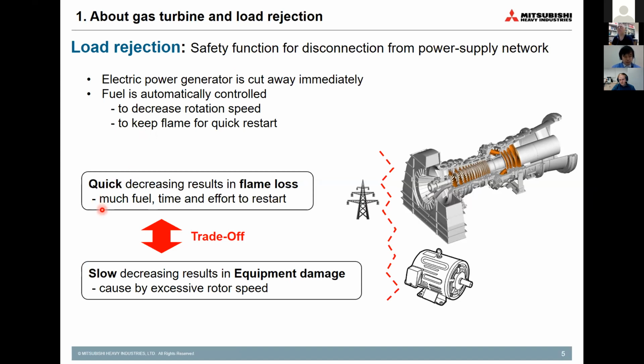Here, there is a trade-off. If fuel decreases too quickly, an issue called flame loss occurs. Once this issue occurs, much fuel, time, and effort are needed to restart. In the opposite case, if fuel decreases too slowly, the rotor speeds up excessively and causes equipment damage. So in order to prevent these issues, fuel control after load rejection should be carefully designed.